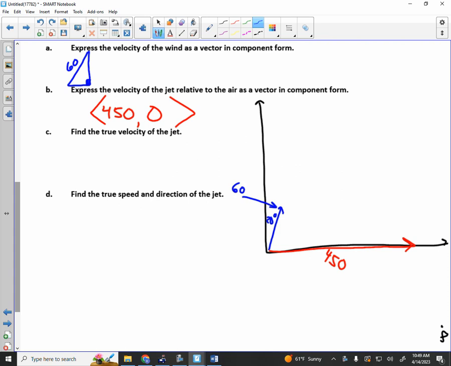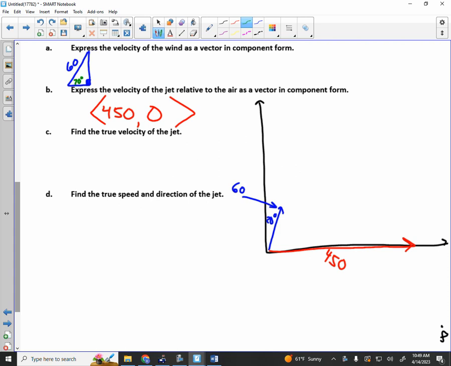Anybody know what that angle is right there? Close, close, close. If this is 20, then this is 70. So we're going to go 70 degrees right here.